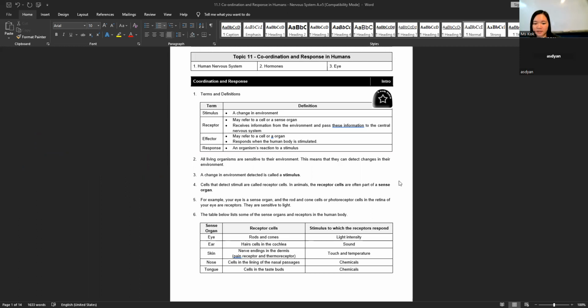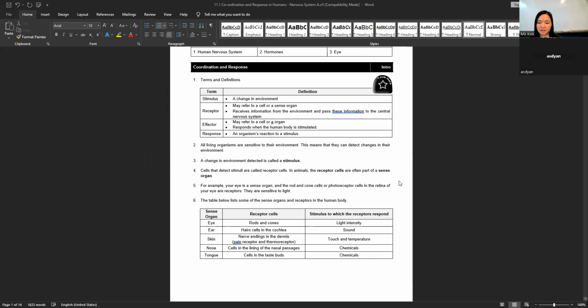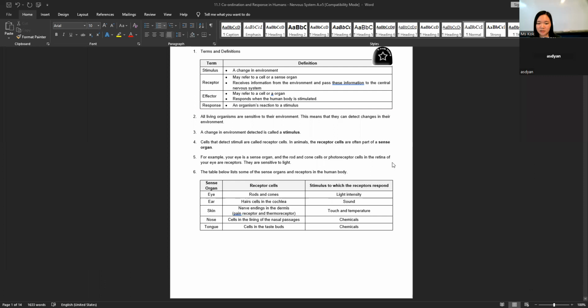All living organisms are sensitive to their environment. This means that they can detect changes in their environment. A change in environment detected is called a stimulus. Cells that detect stimulus are called receptor cells. In animals, the receptor cells are often part of the sense organ. For example, your eye is a sense organ. The rod and cone cells, also known as the photoreceptors, are your receptors. Okay, they are sensitive to light.